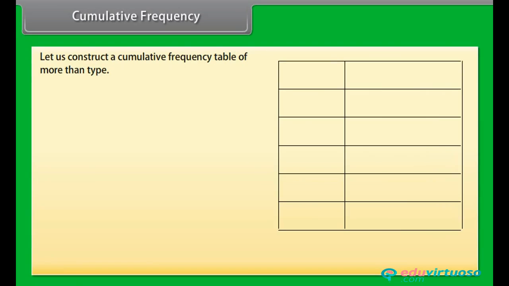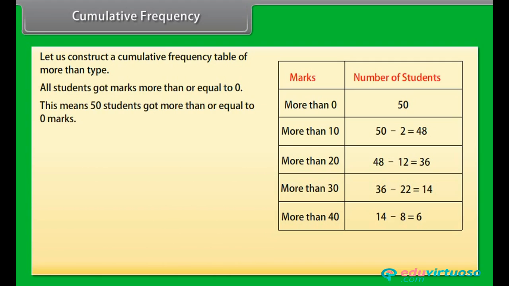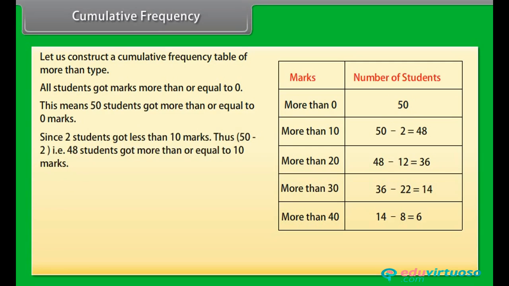Let us construct a cumulative frequency table of more than type. Let us know the method of calculating the cumulative frequency table of more than type for the above data. Here, all students got marks more than or equal to 0. This means 50 students got more than or equal to 0 marks. Since 2 students got less than 10 marks, thus 50 minus 2, that is 48 students got more than or equal to 10 marks.